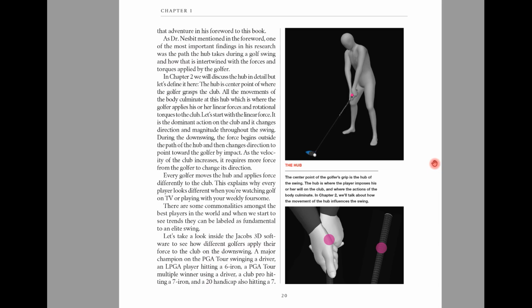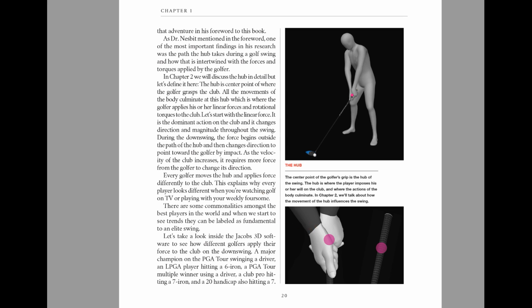As Dr. Nesbit continues to point out the importance of the hub path, let's take a look at a couple of places where you could start to learn how to map out your own hub path. So here's a quick look at the first Jacobs 3D publication, which is called Elements of the Swing, which can be found at jacobs3d.com and on Amazon. And here we talk about this hub, exactly where it is and its influence.